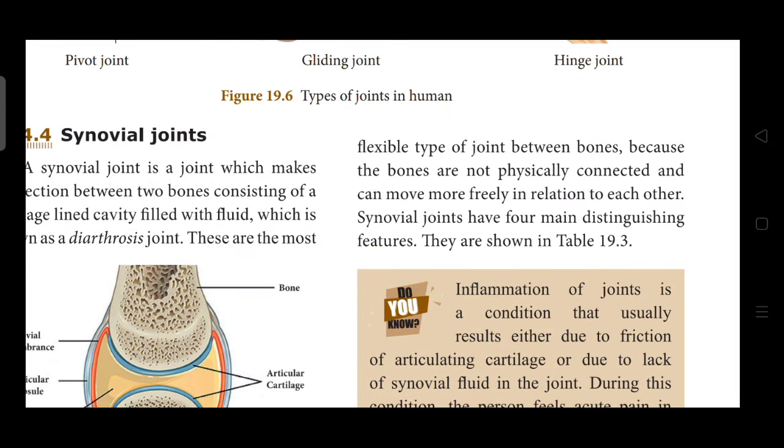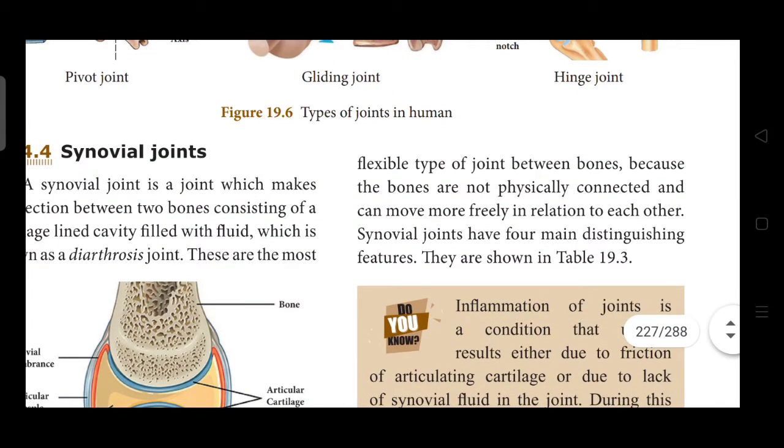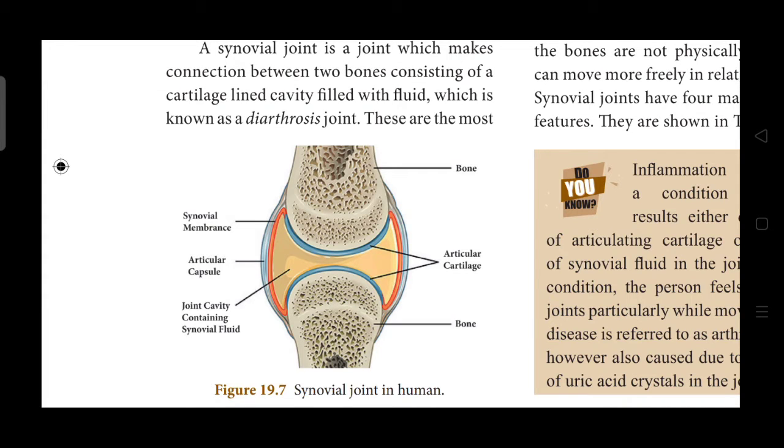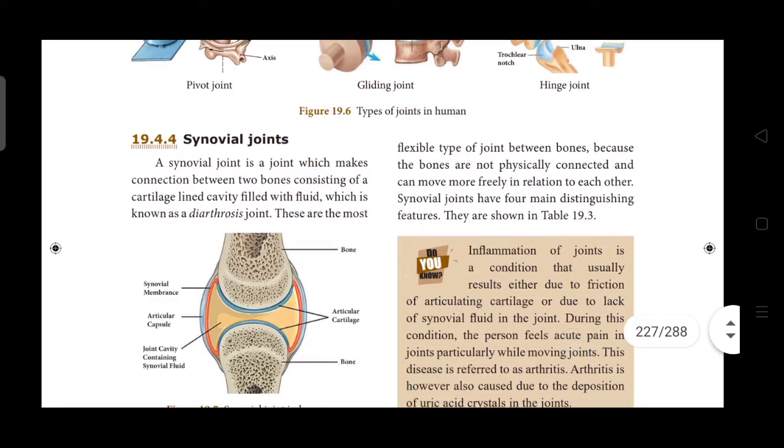The synovial joints are the most flexible joints between the bones because the bones are not physically connected and can move more freely in relation to each other. Here you can see the two bones are not physically connected. They are joined by the cartilage and the membranes, so there is no physical contact between the two bones, and therefore there is free movement of the bones.